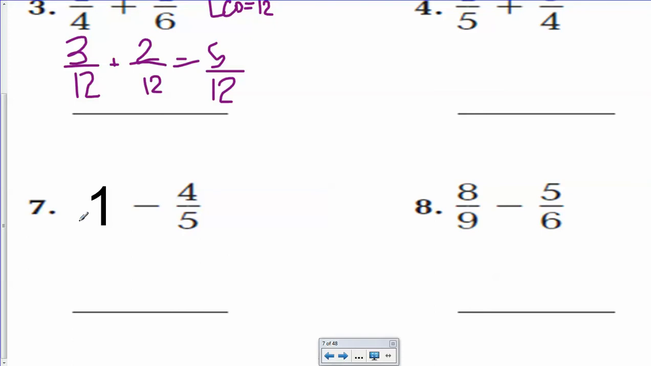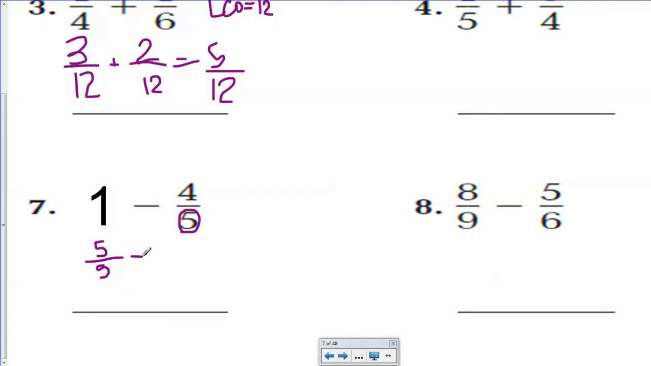All right, this is a great problem here. I have 1 minus 4/5. So I need to know, 1 would be a whole number right now. So how do I represent 1 as a fraction? Well, how many parts do I have? Whatever I'm doing is broken up into 5 parts. So 1 is the same as saying 5/5. I got that because whatever my denominator is of my other number becomes my denominator for my whole number.